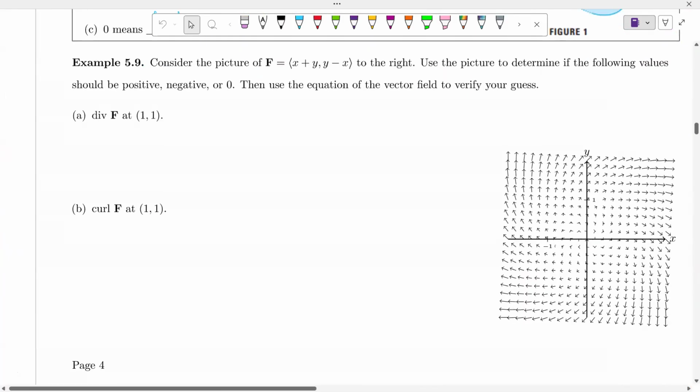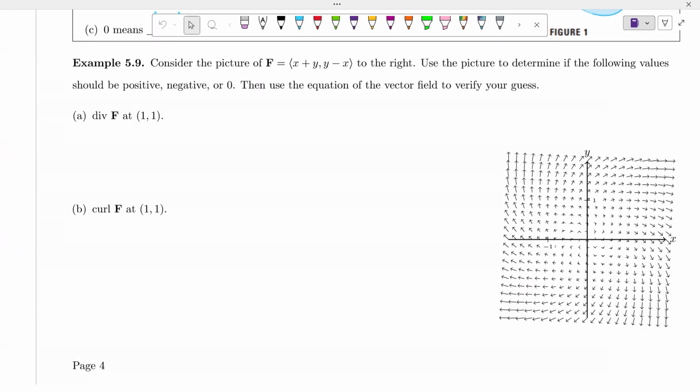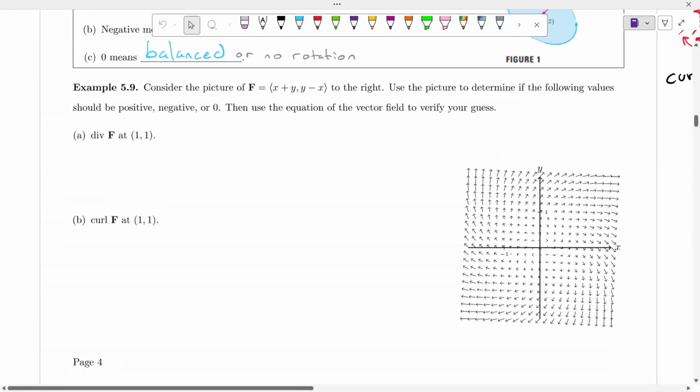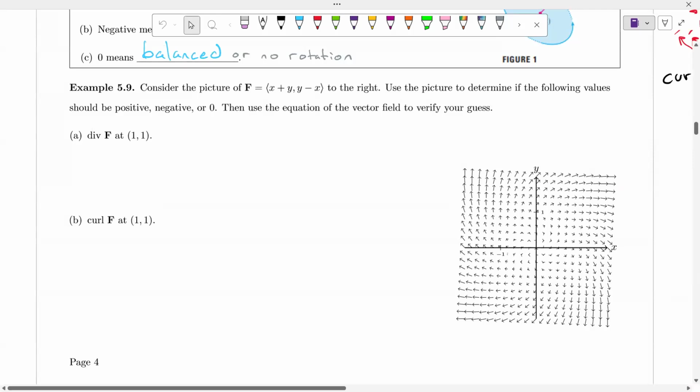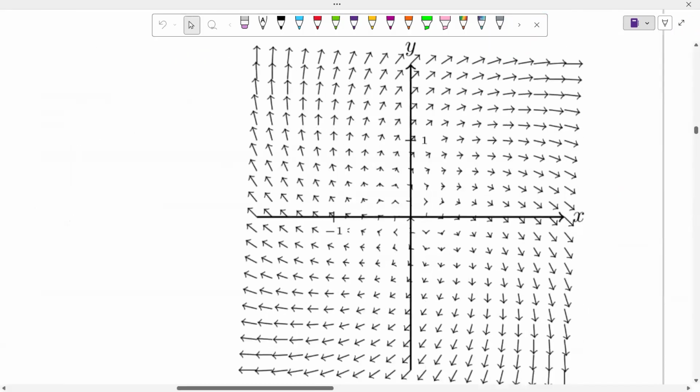But all right, now I think we've got enough information to do some examples. So consider the picture over to the right. We want to decide if the following value should be positive, negative, or zero. And then we'll actually calculate some stuff to validate our guess. So we're looking at the divergence and the curl at 1, 1. First off, let's go mark 1, 1 on the map. So the point in question is right here. That's 1, 1.